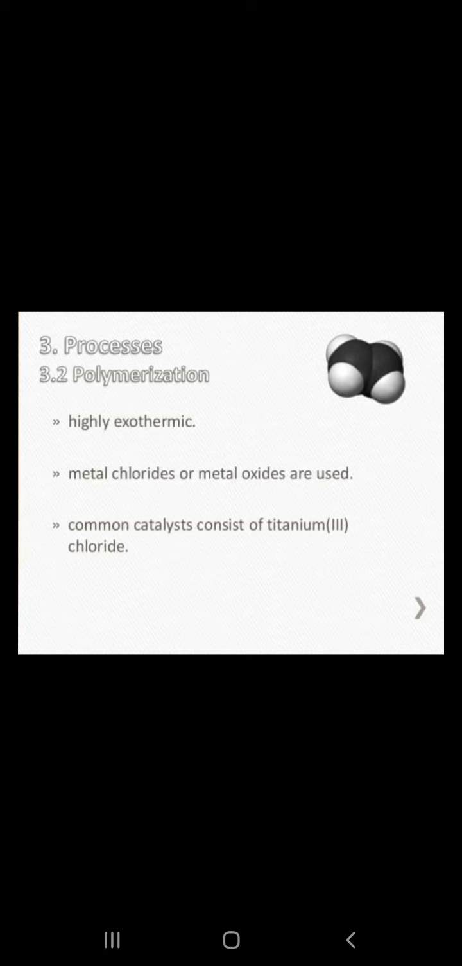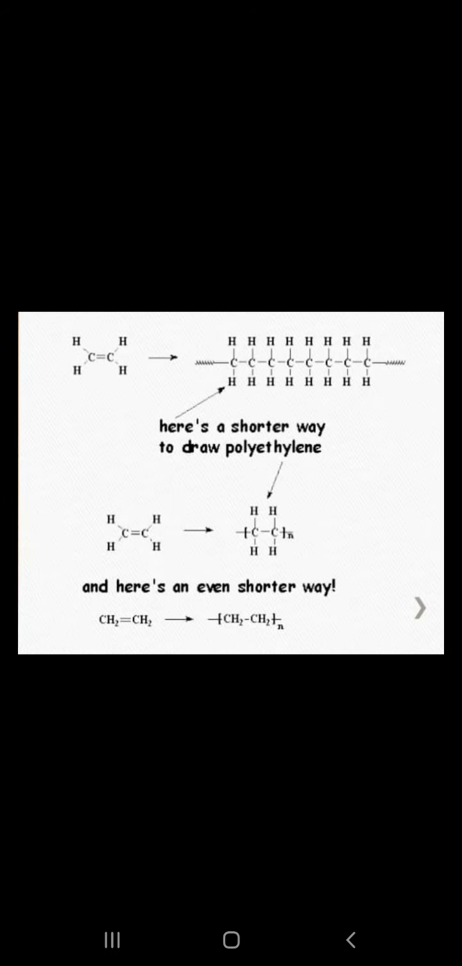Process of polymerization: polymerization is a highly exothermic process. Metal chloride or metal oxide are used in polymerization reactions. Common catalysts consist of titanium trichloride. For example, ethylene converts to polythene, as shown in the structures. In these examples, ethylene converts to polythene.